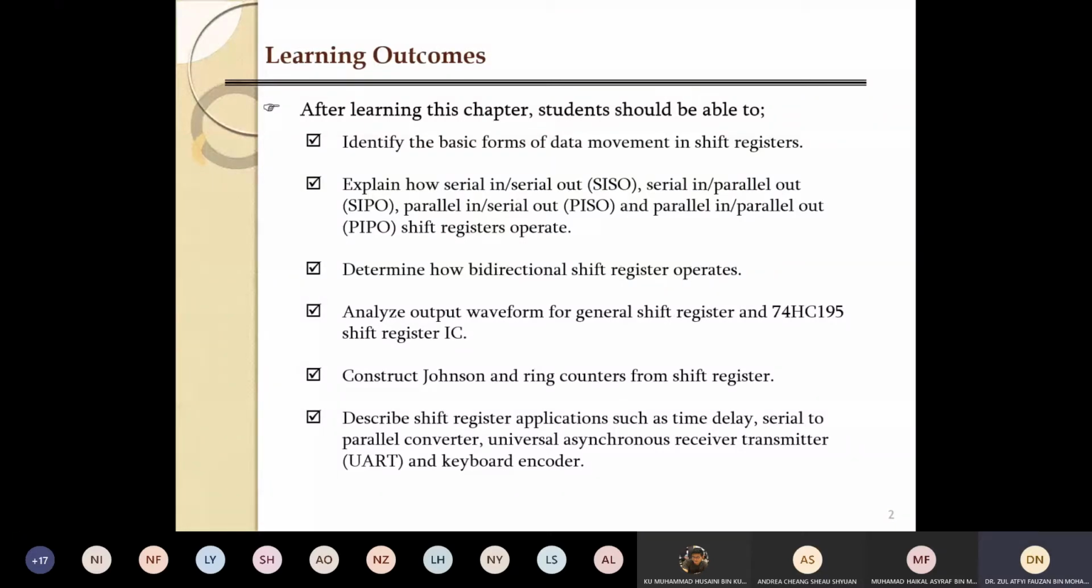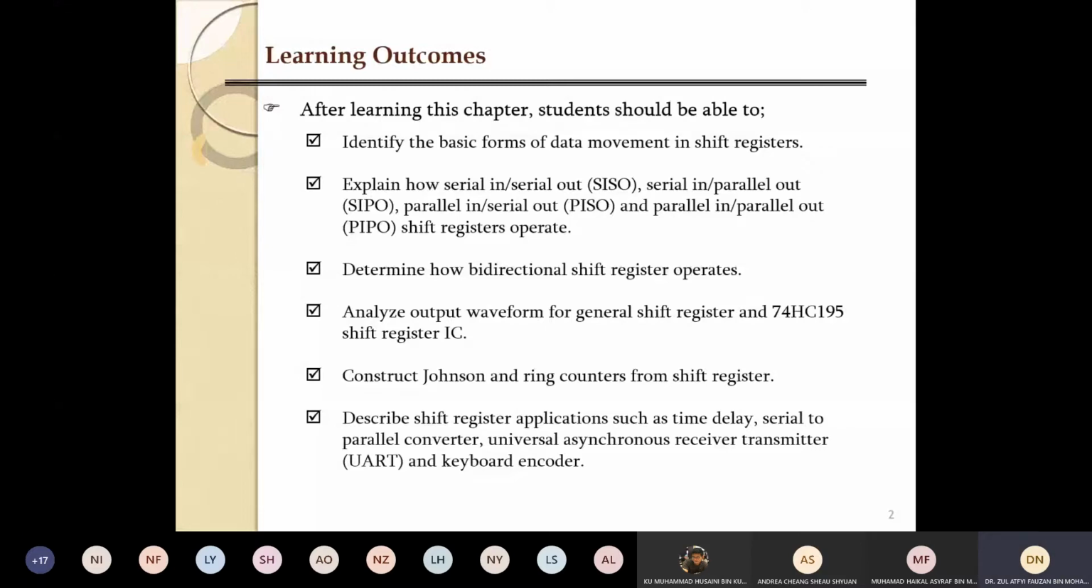component is flip-flops. Because flip-flop have a function to store data and move data, so you have to know how the basic form of data movement in shift register is contributed by a number of flip-flops. And then explain how serial in, serial out, or in short form SISO, serial in, parallel out, SIPO, parallel in, serial out, PISO, and parallel in, parallel out, PIPO, shift registers operate.